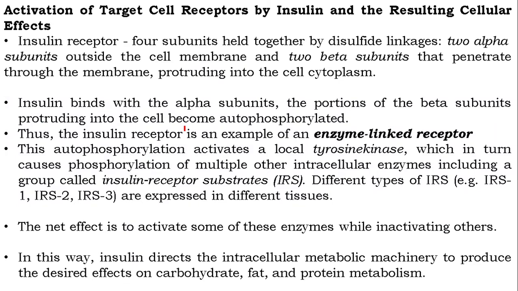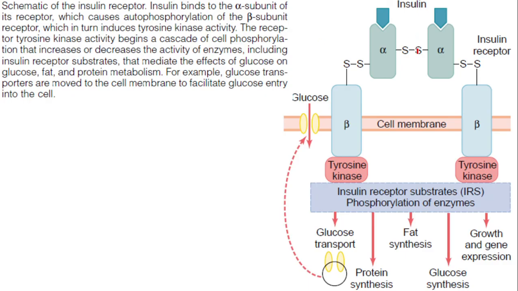Okay. How does insulin function? Activation of the target cell receptors by insulin and the resulting cellular effects. I told you insulin receptor is present on the outside of the plasma membrane. There are 4 subunits, but let us see a diagram. So here, this is the plasma membrane of the cell. This is the receptor. The whole thing is the receptor.